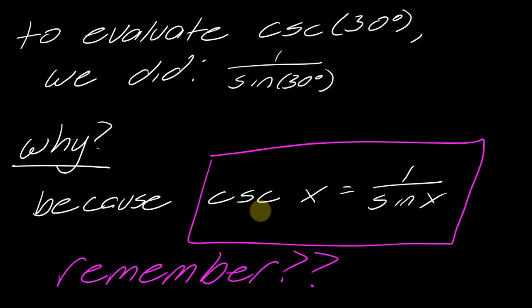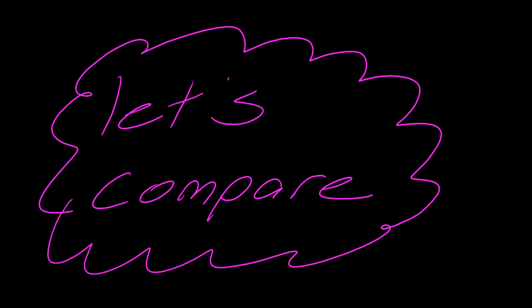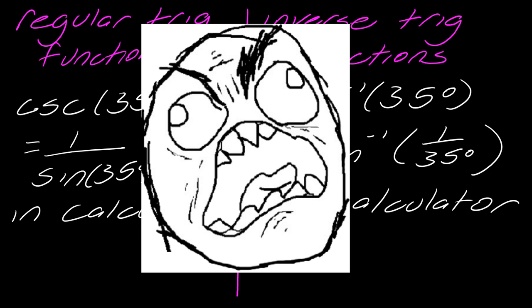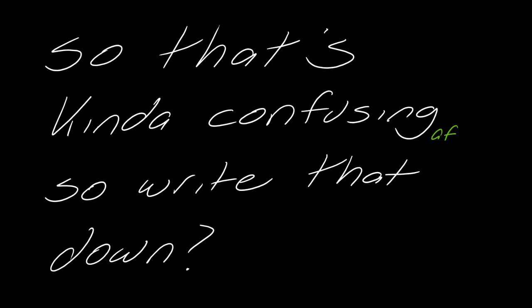All right, so wait, let's go back. Remember when I was saying cosecant of x was equal to 1 over sine of x? Let's compare. This is why this is confusing. For regular trig functions, if I have cosecant of 35 degrees, to figure that out in the calculator, I would put 1 over sine of 35 degrees. And now what I'm telling you is that for inverse cosecant, to figure that one out, I do inverse sine of 1 over 35 degrees in the calculator. So that's kind of confusing.